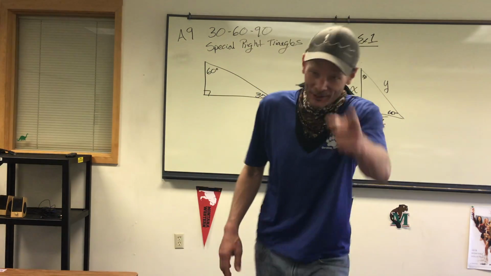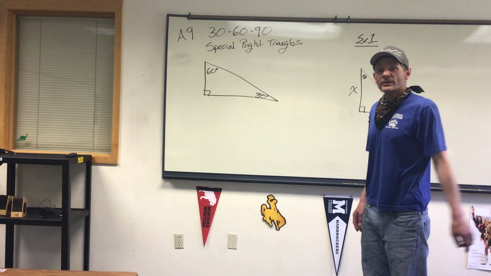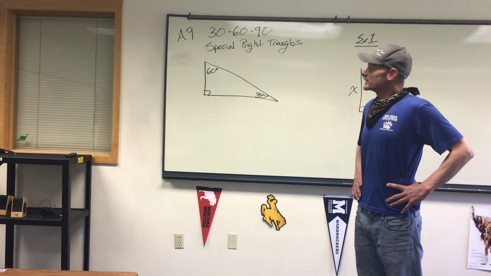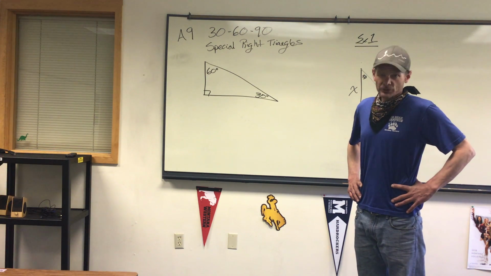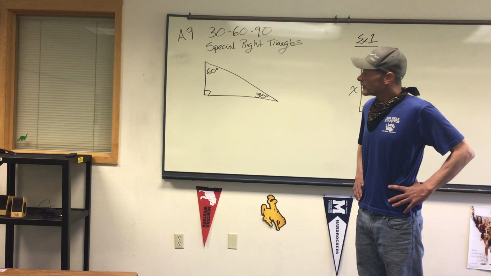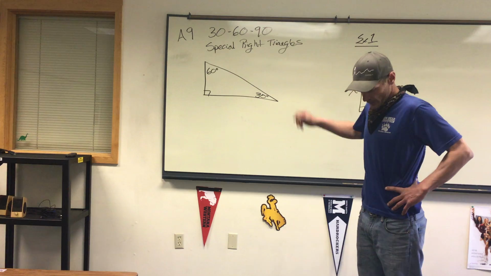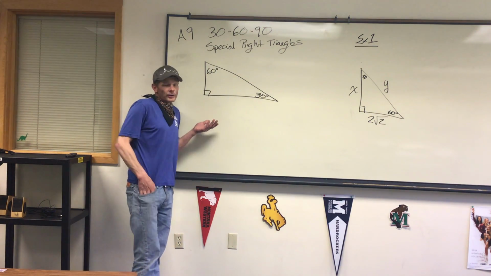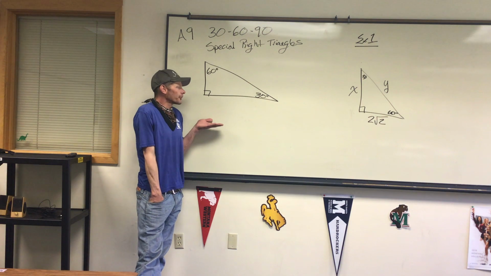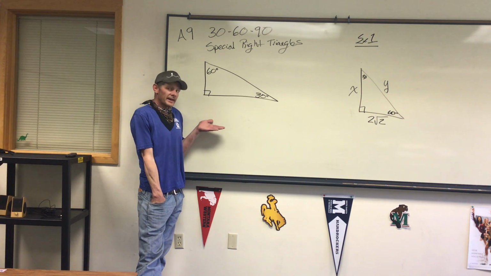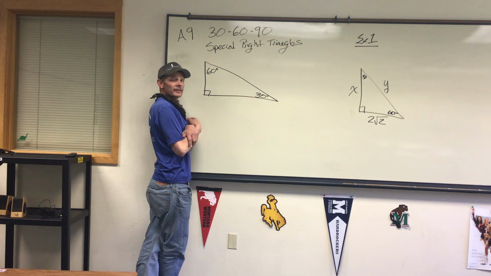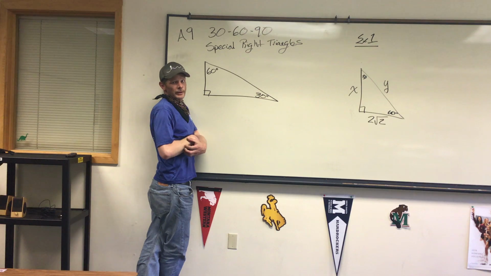Hey, this is the video for assignment A9, and today we're dealing with 30, 60, 90 special right triangles, and we want to find out how the side lengths relate in 30, 60, 90 triangles. We know that if you have two 30, 60, 90 triangles, they have the same shape, though they may not have the same size.